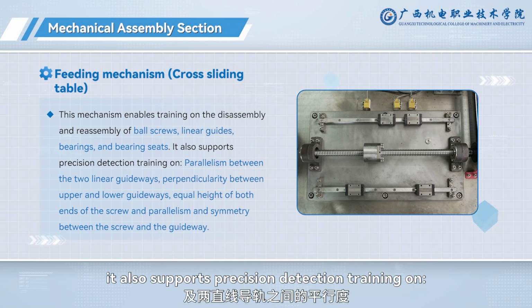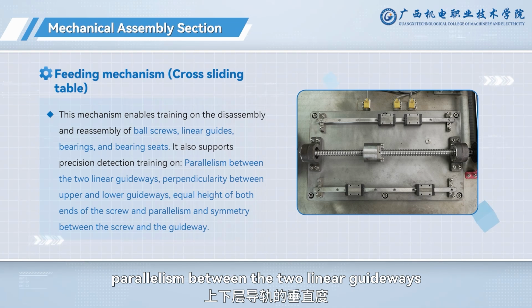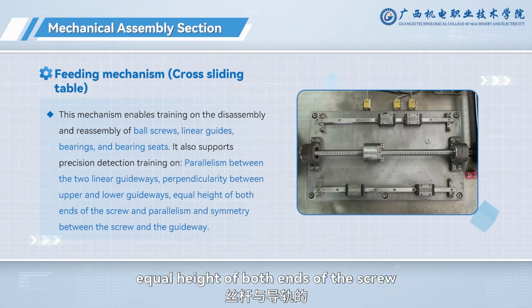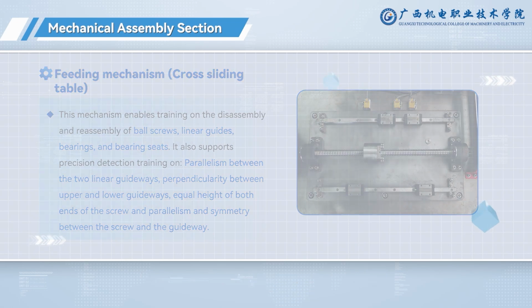It also supports precision detection training on parallelism between the 2 linear guideways, perpendicularity between upper and lower guideways, equal height of both ends of the screw, and parallelism and symmetry between the screw and the guideway.